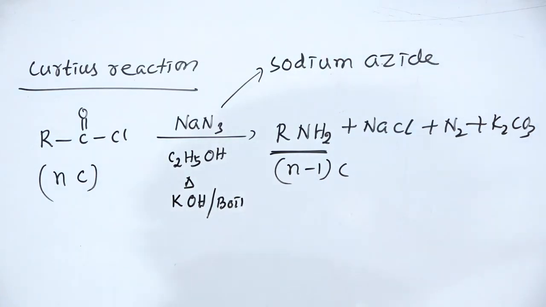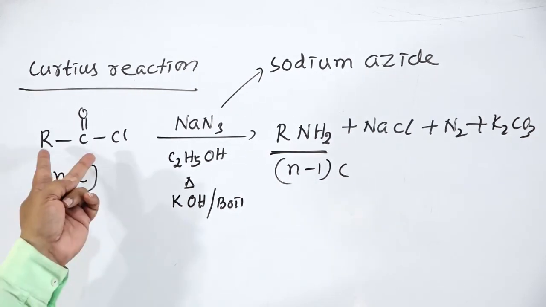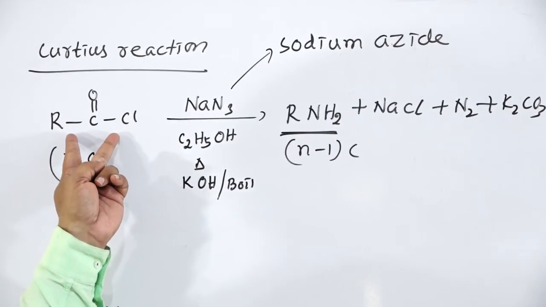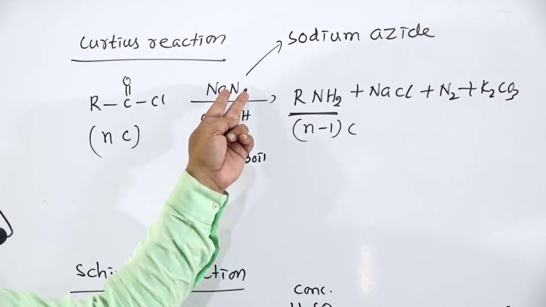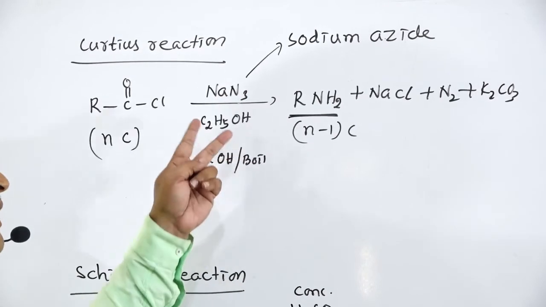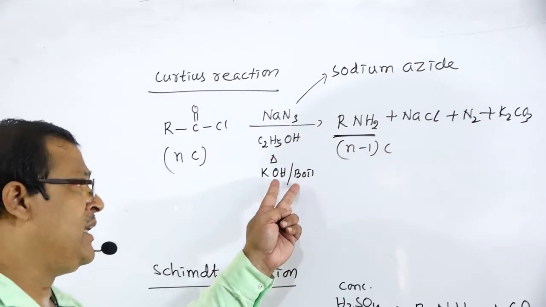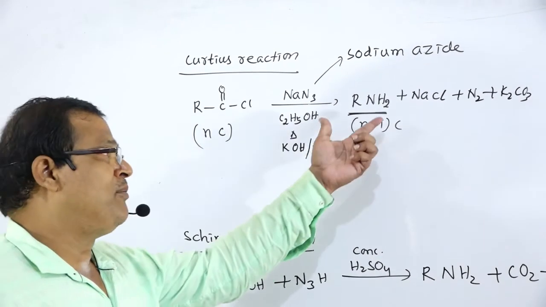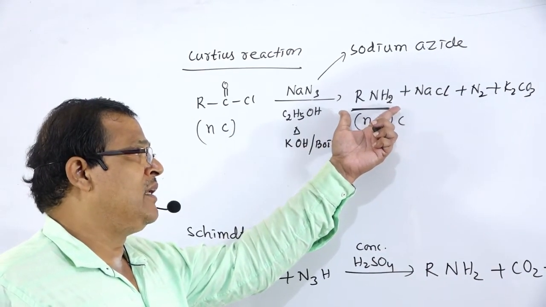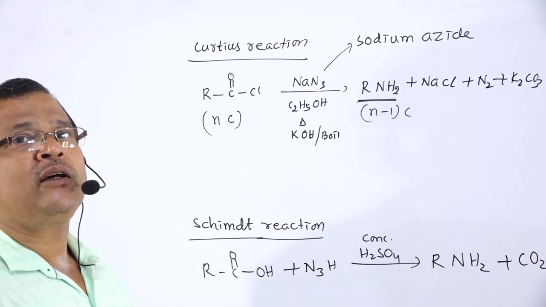So that is one of the important reactions from the conversion point of view, where we want to decrease the number of carbon atoms in only one step. Acid chlorides are treated with sodium azide, NaN3, and ethyl alcohol, heated and boiled in the presence of alkali. There is the formation of an amine with one carbon atom less.